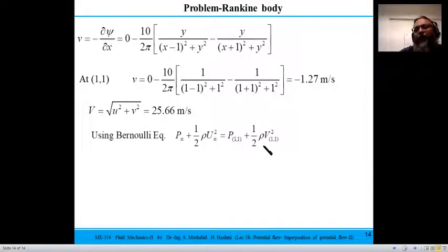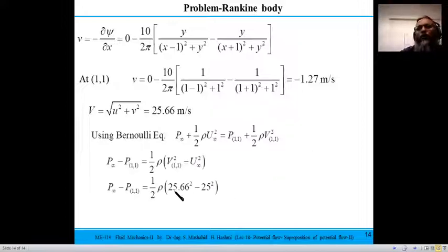Using the Bernoulli equation, I can find the expression for the pressure at the free stream, the velocity at the free stream, the pressure at point 1, and the velocity at point 1. So this would be the velocity at point 1. I just substituted that expression. So the velocity at 1 is 25.66 and the velocity at the free stream is 25. If I know the density, I can easily work out the difference between the pressure at the free stream minus the pressure at point 1. That is the last part which you have to do in this problem. So in this way we finish this lecture today.